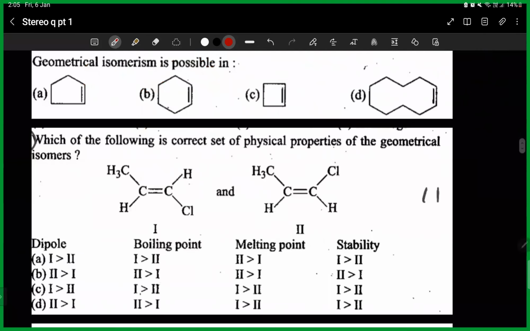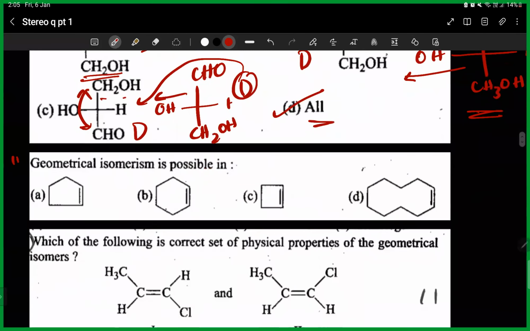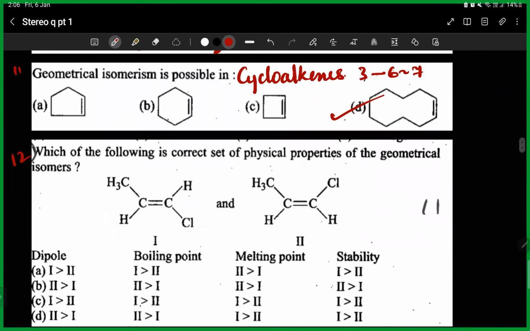Now geometrical isomerism, this is the 11th question, right? Geometrical isomerism is possible. So this is a factual question. In cycloalkanes, because of their small size, rotation can be seen. Geometrical isomerism is possible only from 3-membered rings to 6 or 7-membered rings. When it comes to more than seven-membered rings, geometrical isomerism is not possible. So this is a factual question. The answer will be D. You can check Cengage for more details on such questions.